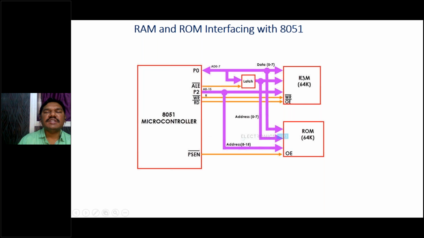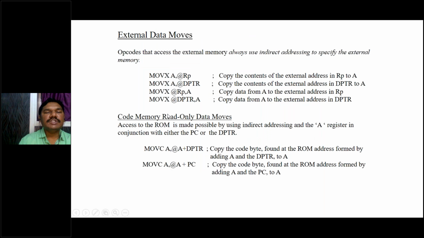So this is the interface between RAM memory and ROM memory with the 8051. But how can we operate them? This RAM memory and ROM memory can be operated through instructions. So how do we write the program? This memory, RAM and ROM, can be accessed by using MOVX and MOVC.